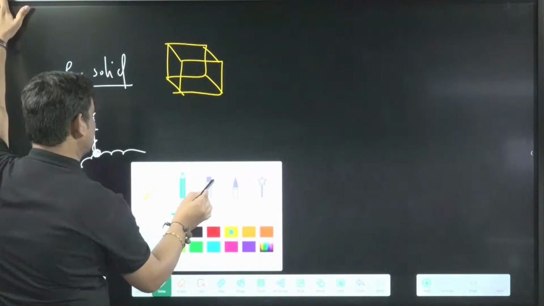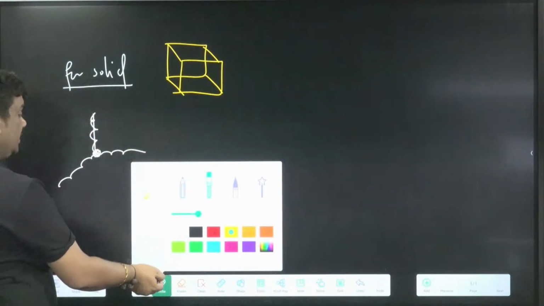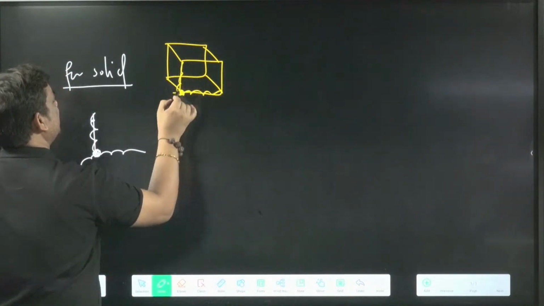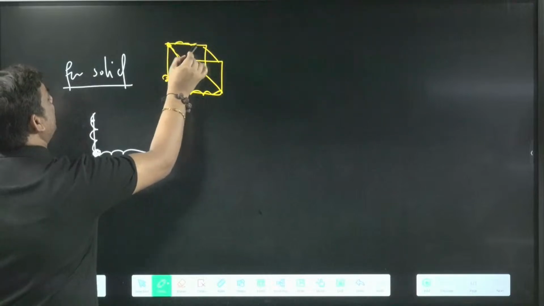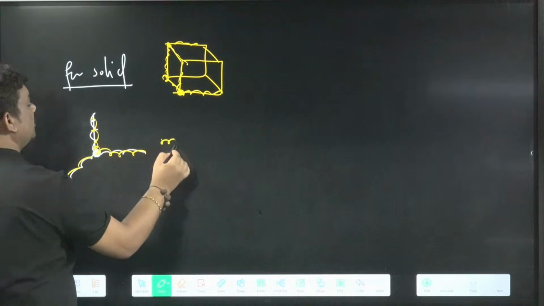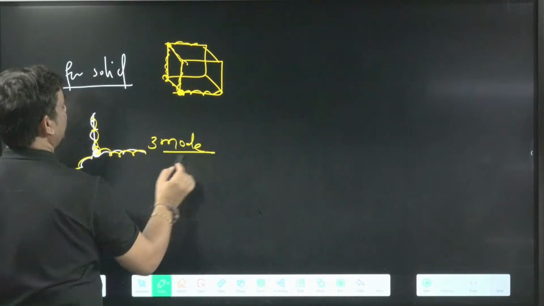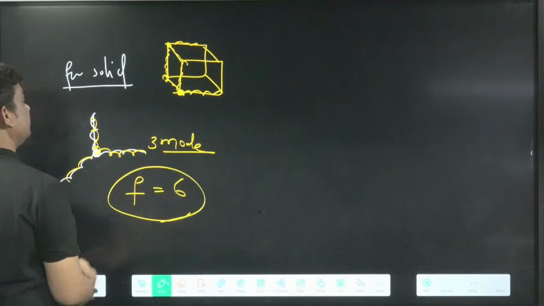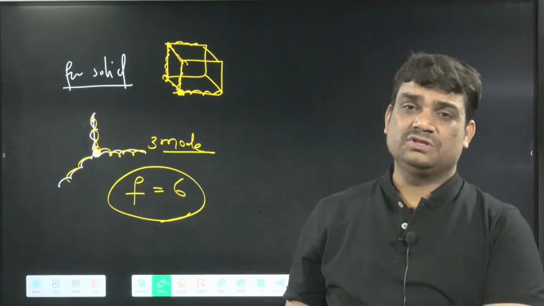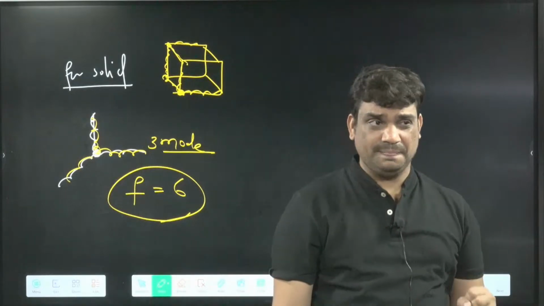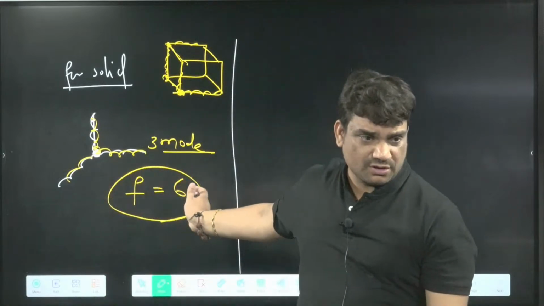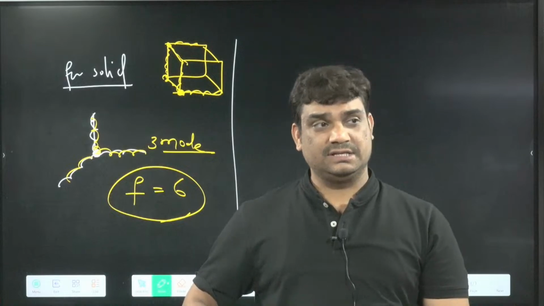In the case of solid, each atom is connected in all 3 dimensions with other atoms. Anyone you can take like this one, and we can take these as springs. So we have 3 modes, and 3 modes means how many degrees of freedom? 6 degrees of freedom for solid, because 3 modes are there. Questions like these can be there in degree of freedom. If you have not written this one, then you can write it.